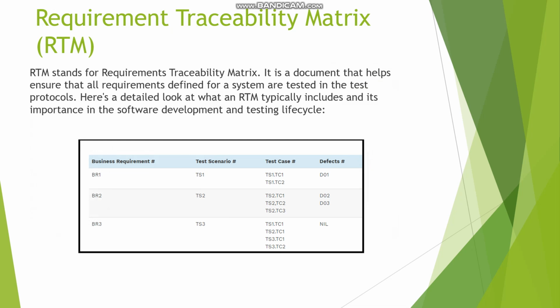In the requirement traceability matrix, it will correlate the business requirements, test scenario, test case, and defects. For example, business requirement is BR1, then test scenario is TS1, test case is TC1 and TC2, and then defects. If there are any defects, you can write DT01. So these are the deliverables.